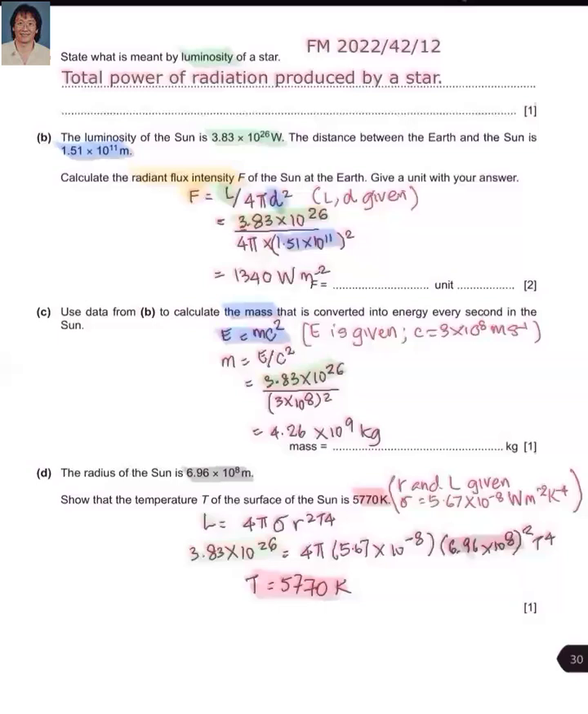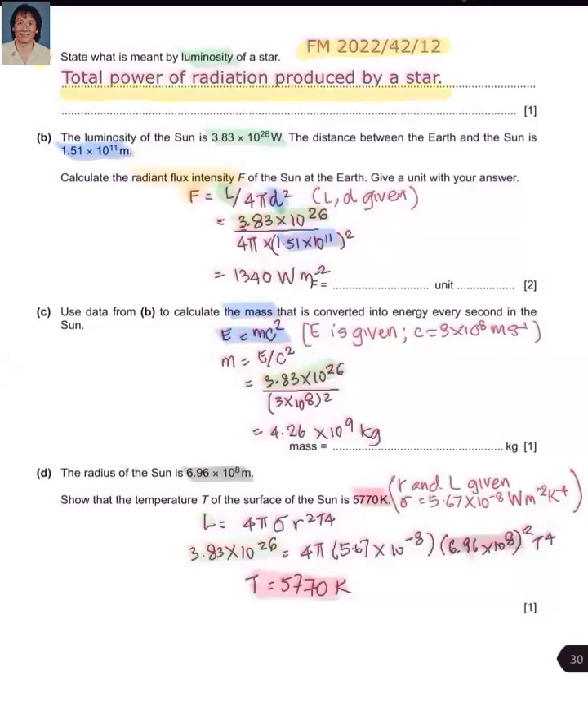This is a question from February-March 2022, variant 42, question number 12 on astronomy and cosmology. Number 12A states what is meant by luminosity of a star. The luminosity of a star is defined as the total power radiated by a star.